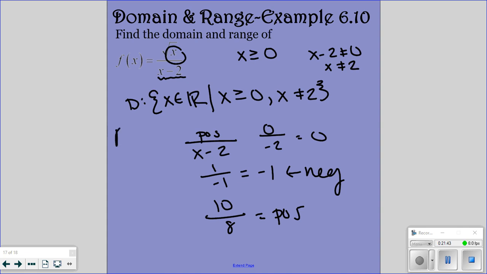So your range on this one is just all real numbers, because you can get negative numbers, you can get positive numbers, and you can get 0. So that's how you can find your domain and range on these. You have to think very carefully about domain and range. You got to make sure that you are thinking about every possible step.